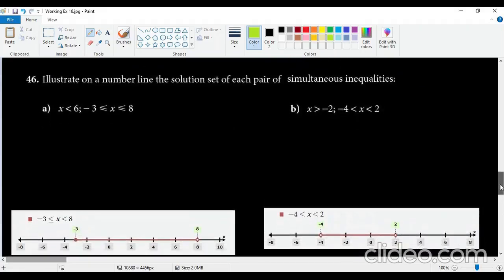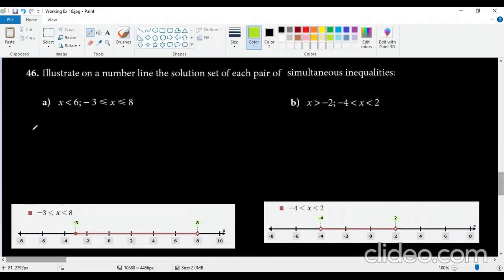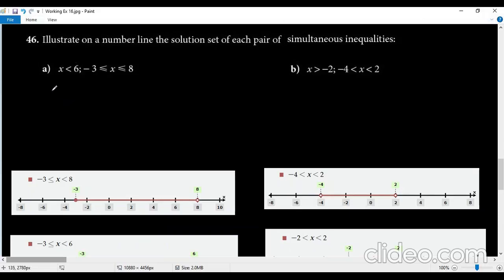Here comes question number 46. In here, first of all, the most important part in this question is to understand that negative 3 is less than x and less than 8. So there are two different things that you must consider: minus 3 is less than or equal to x, and x is less than or equal to 8.